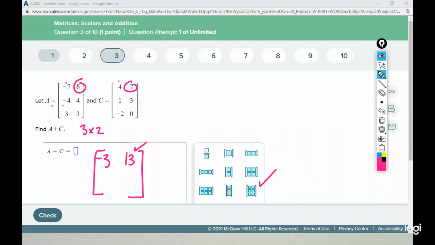I've got a negative 4 plus 1. What's that? Negative 3. I've got a 4 plus 3. 7. I've got a 3 minus 2. And I have a 3 plus 0.